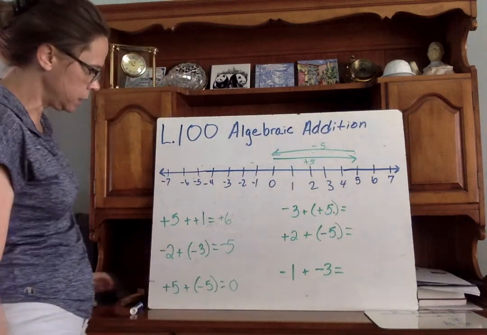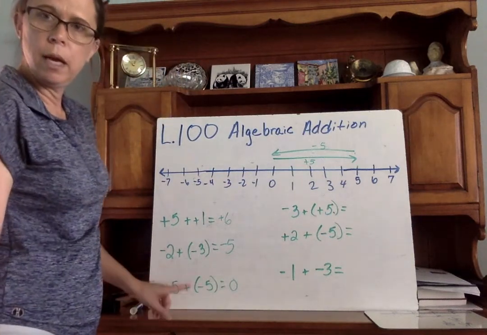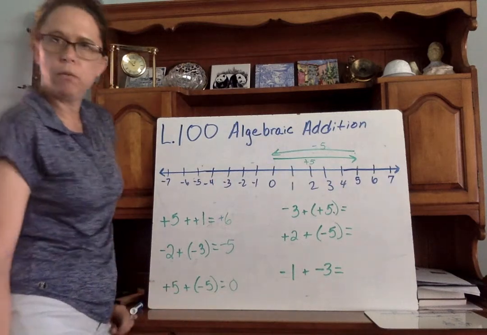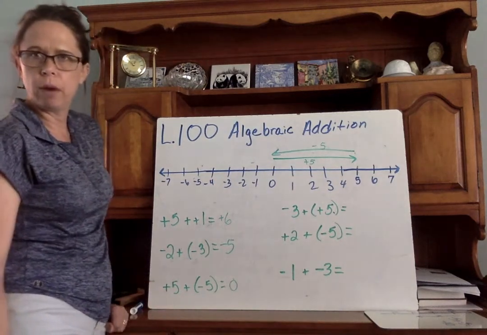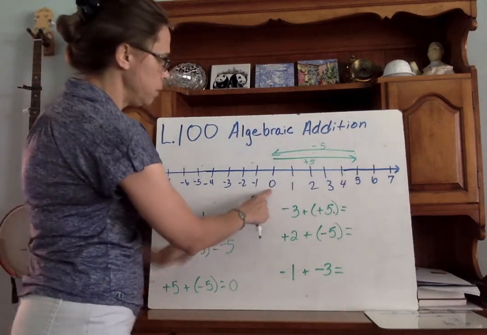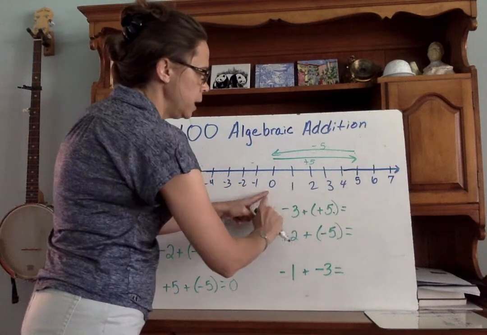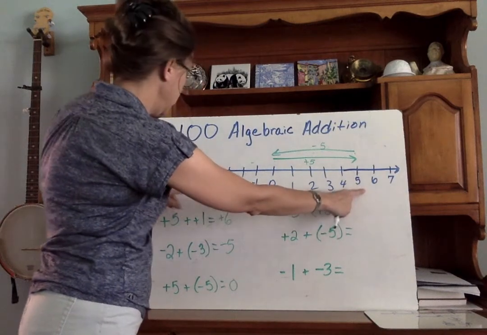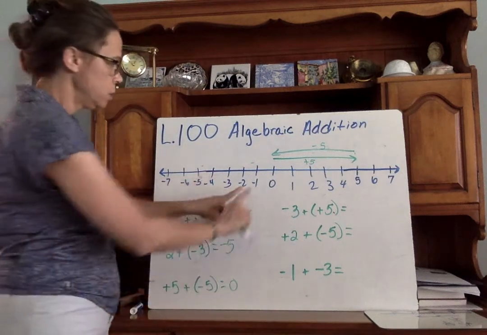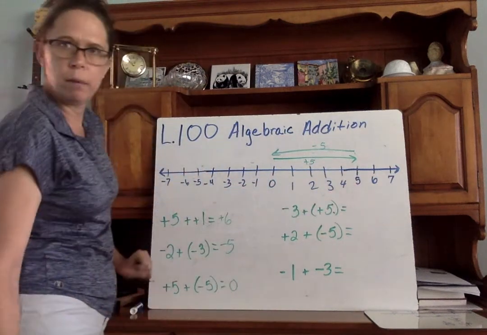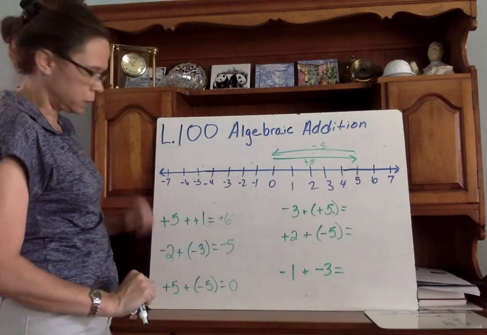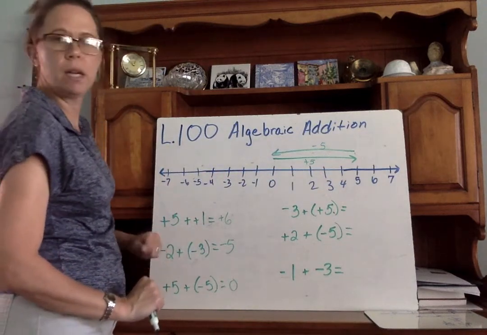Now, I want you to take a look at this. +5 and -5, when I combined them, they gave me 0. Well, the reason for that is that +5 and -5 are opposites. Okay? So here's the number 0. Here's a +5, 5 units to the right of 0. -5 is 5 units to the left of 0. Okay? So they're the same distance away from 0 on the number line. One's just in the positive direction, and one is in the negative direction. So positive 5 and negative 5 are opposites.